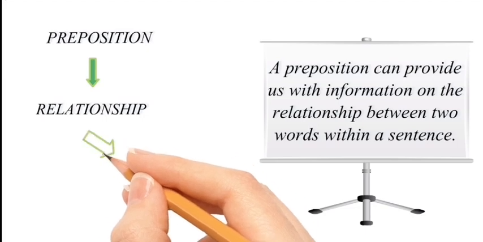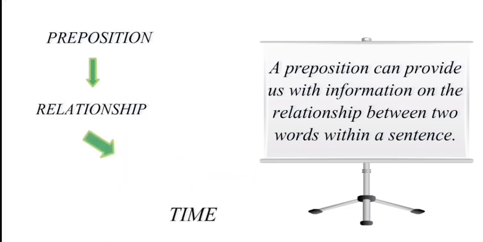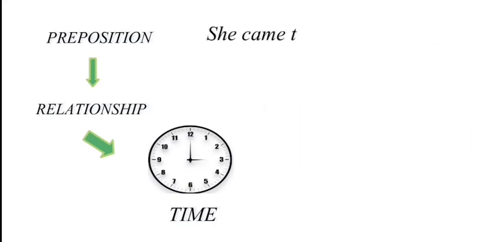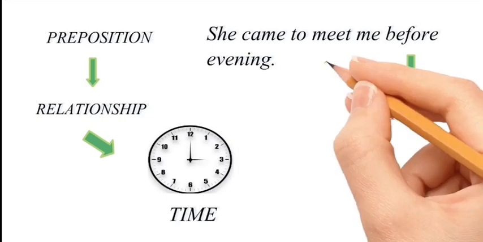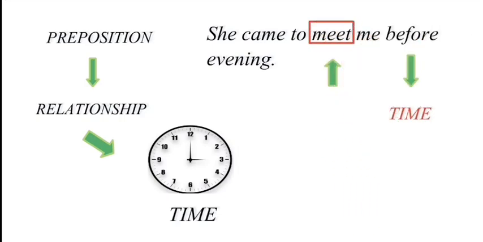And one such relationship is the time. So we get to know when something is occurring or happening. For example, she came to meet me before evening. Here the word before shows the time when something happened. Hence we call these kinds of prepositions prepositions of time.